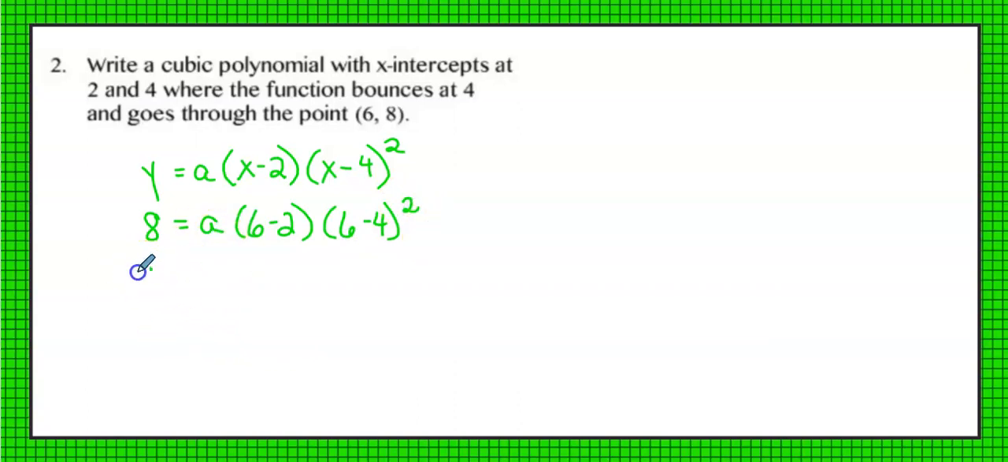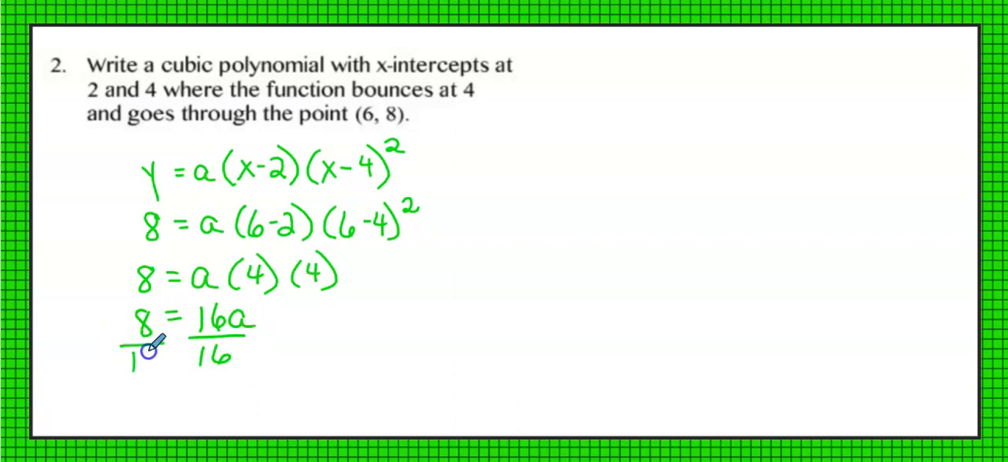Now let's solve for a. 6 minus 2 is 4, and then 6 minus 4 is 2. 2 squared is 4. So 8 equals 16 times a. Now this one's different than last time. We're dividing by 16 this time, so we're going to get a fraction.